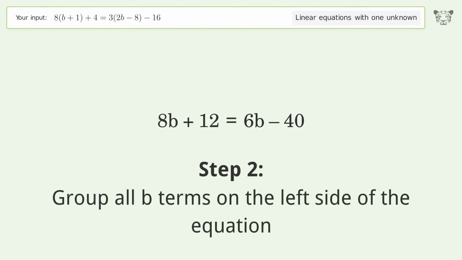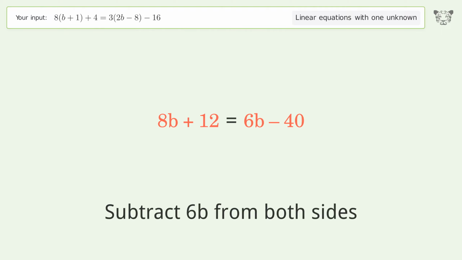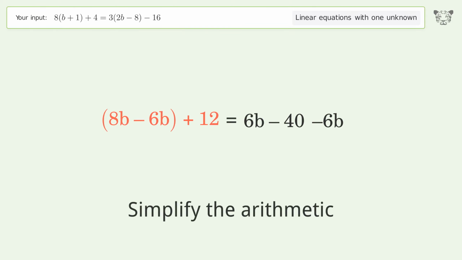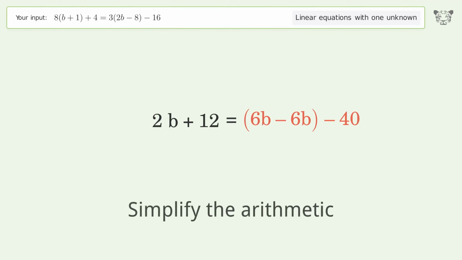Group all b terms on the left side of the equation. Subtract 6b from both sides. Group like terms. Simplify the arithmetic. Group like terms. Simplify the arithmetic.